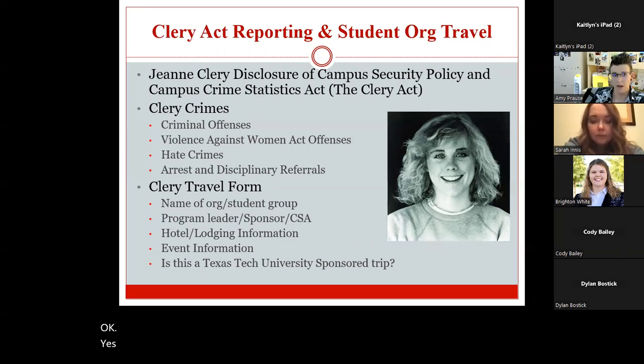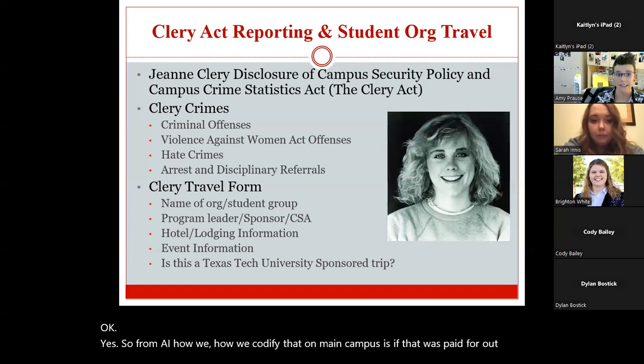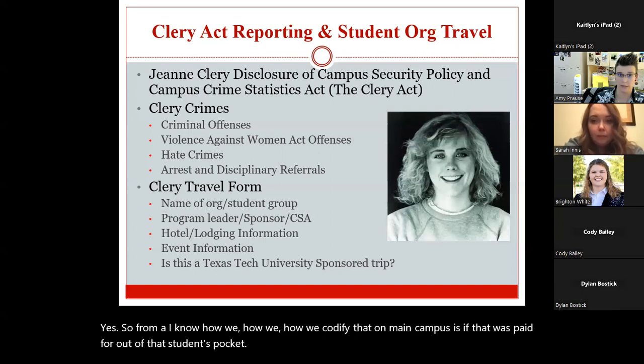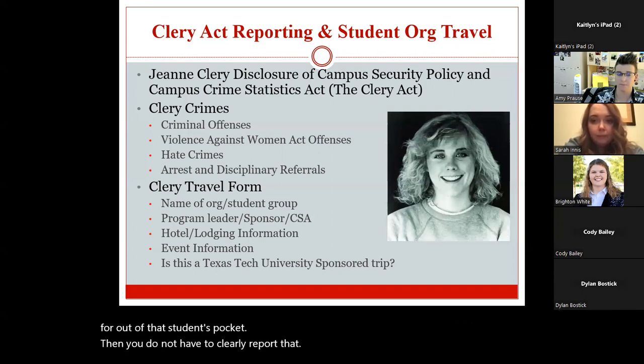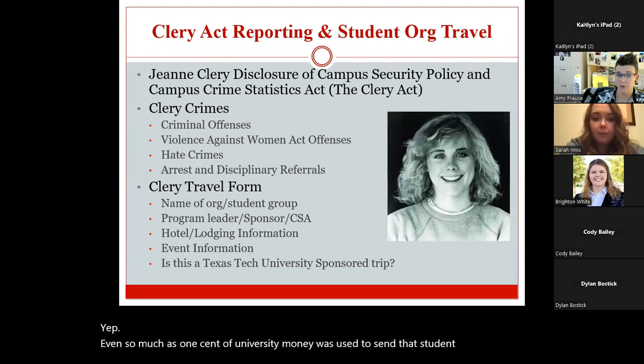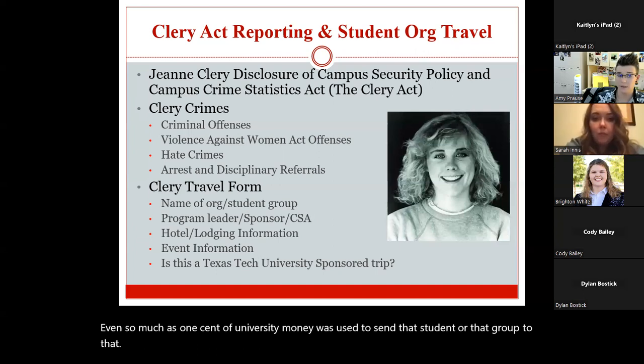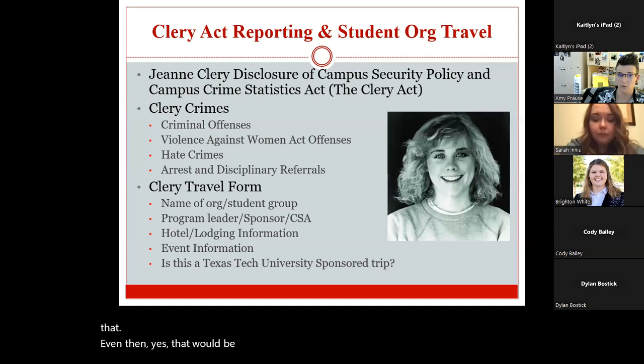Yes. So how we codify that on main campus is, if that was paid for out of that student's pocket, then you do not have to Clery report that. Okay, perfect. That sounds good. Thank you. Now, if even so much as 1 cent of university money was used to send that student or that group to that event, then yes, that would be Clery reportable. Follow me? Yes, ma'am. That makes sense.